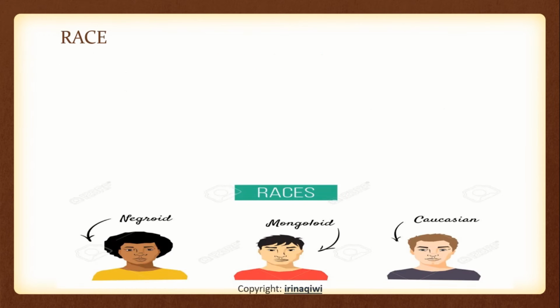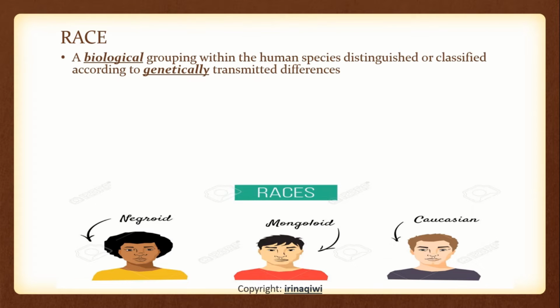So now let's start with our first learning objective, that is to define race. What is race? What do we mean when we say that this person belongs to this race? Race is a sort of biological grouping within the human species, distinguished or classified according to genetically transmitted differences. It is very important to understand here that race isn't something that is made by humans on a cultural basis. Race is a sort of biological grouping.